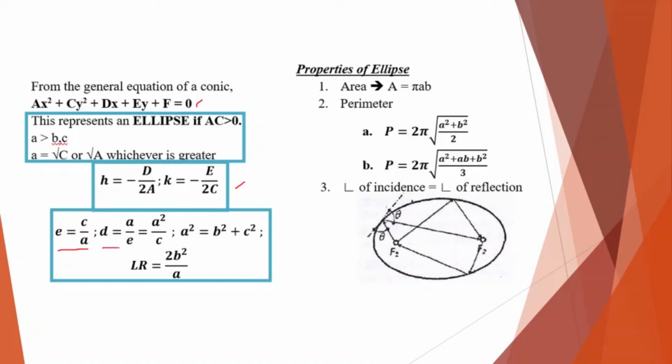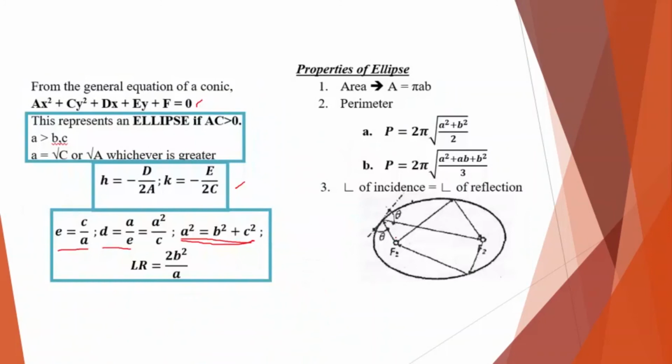Also the distance from the center to the directrix, d, is equal to a over e, or a squared over c. Then we also have a squared is equal to b squared plus c squared. So this is the relationship between the three distances that we have discussed earlier.